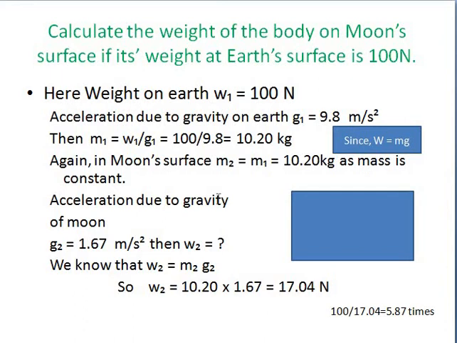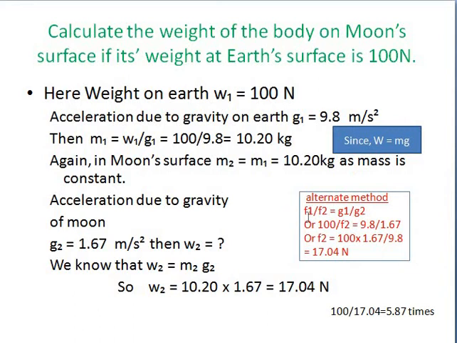Okay, we have an alternate method for these solutions. Let us see that alternate method here. I can use this ratio: F1 is to F2 equal to G1 is to G2, that is F1 divided by F2 equal to G1 divided by G2. So putting the respective values, we get the same result, 17.04 Newton. Okay, and this is the alternate method to calculate the weight on different planets, if weight on one of the planets is given. You can do this.